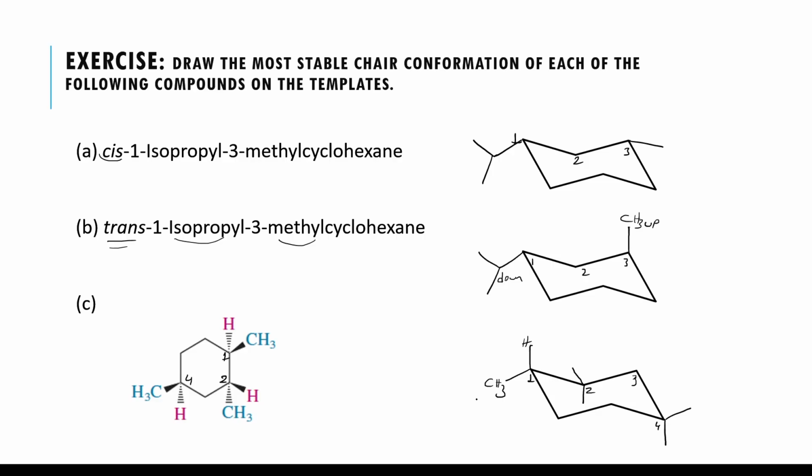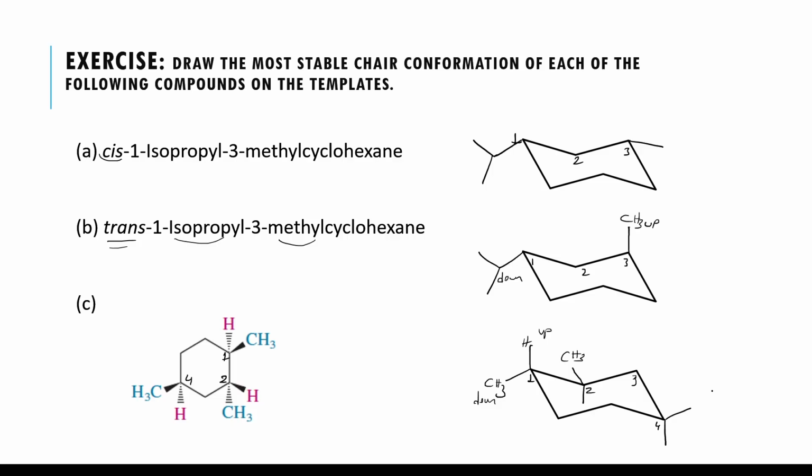So this is a down equatorial position. This is an axial up position. So the 1 and 2 methyls should be facing opposite directions. So if one is facing down, the second should be facing up. So the second should be on the equatorial position. So we decided this one. Okay, let's go to number 4.